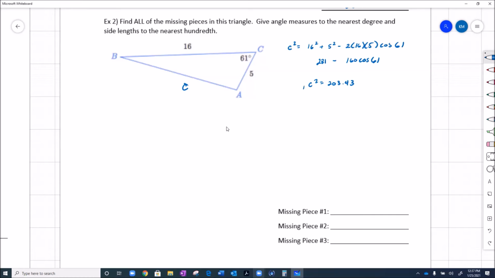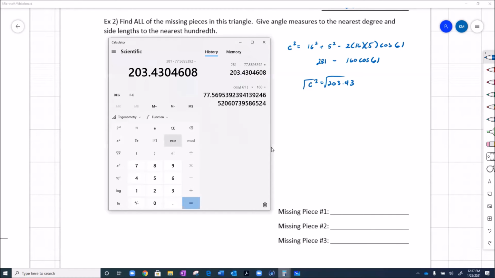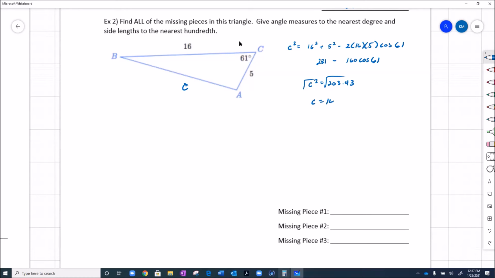Okay, in order to find c, I need to take the square root of both of these. So the square root gives me 14.26. Okay, so the first new piece of information is 14.26. Found that, that's it, to the hundredths. So we have that AB is 14.26. Call it AB or lowercase c, either way.